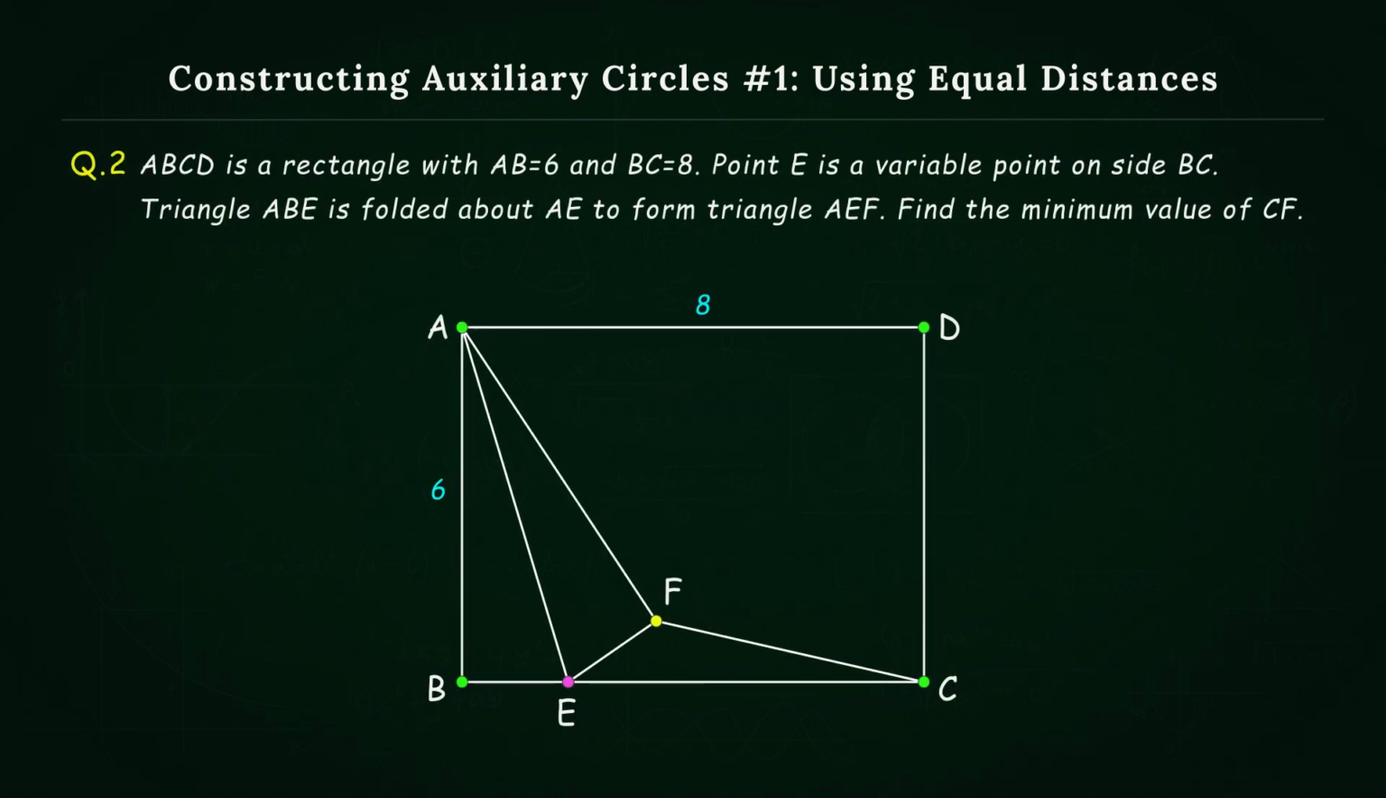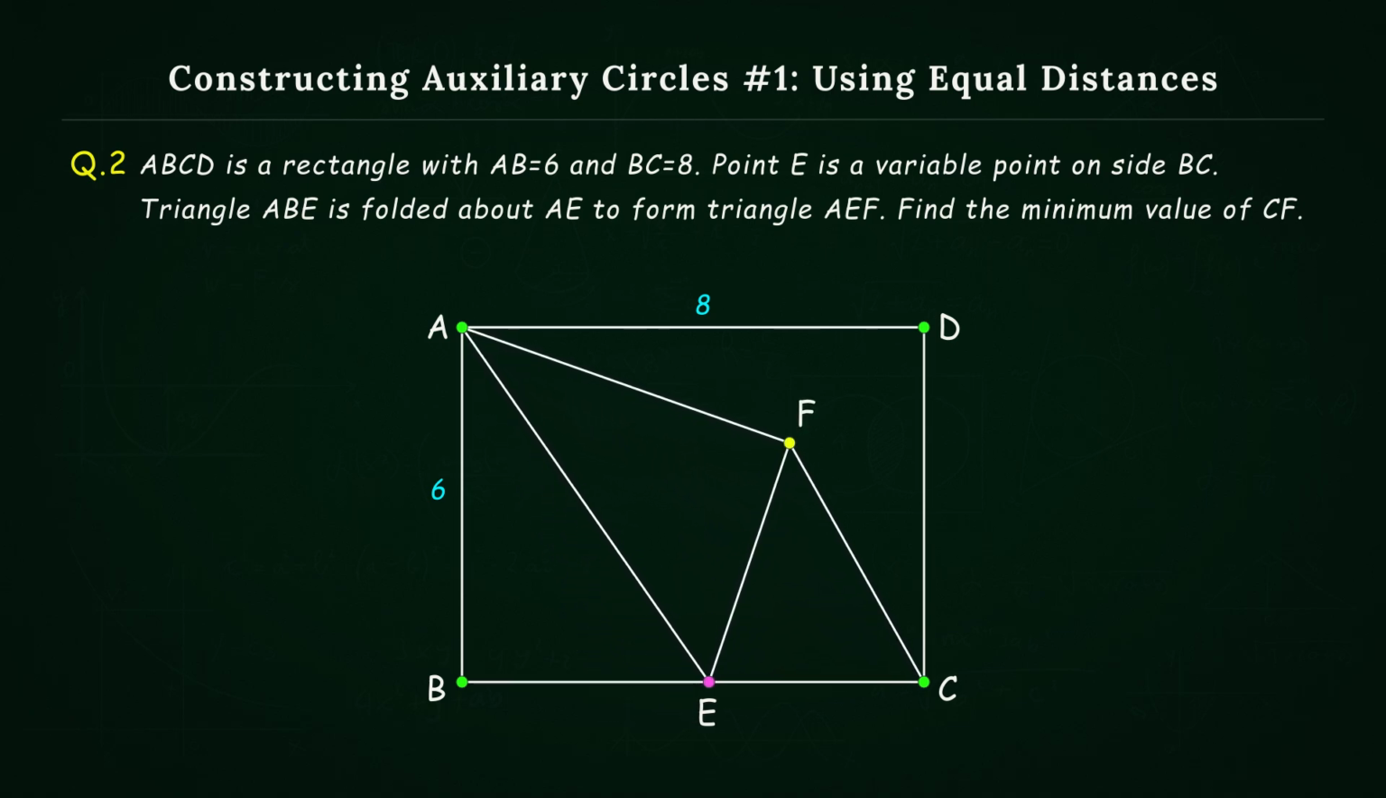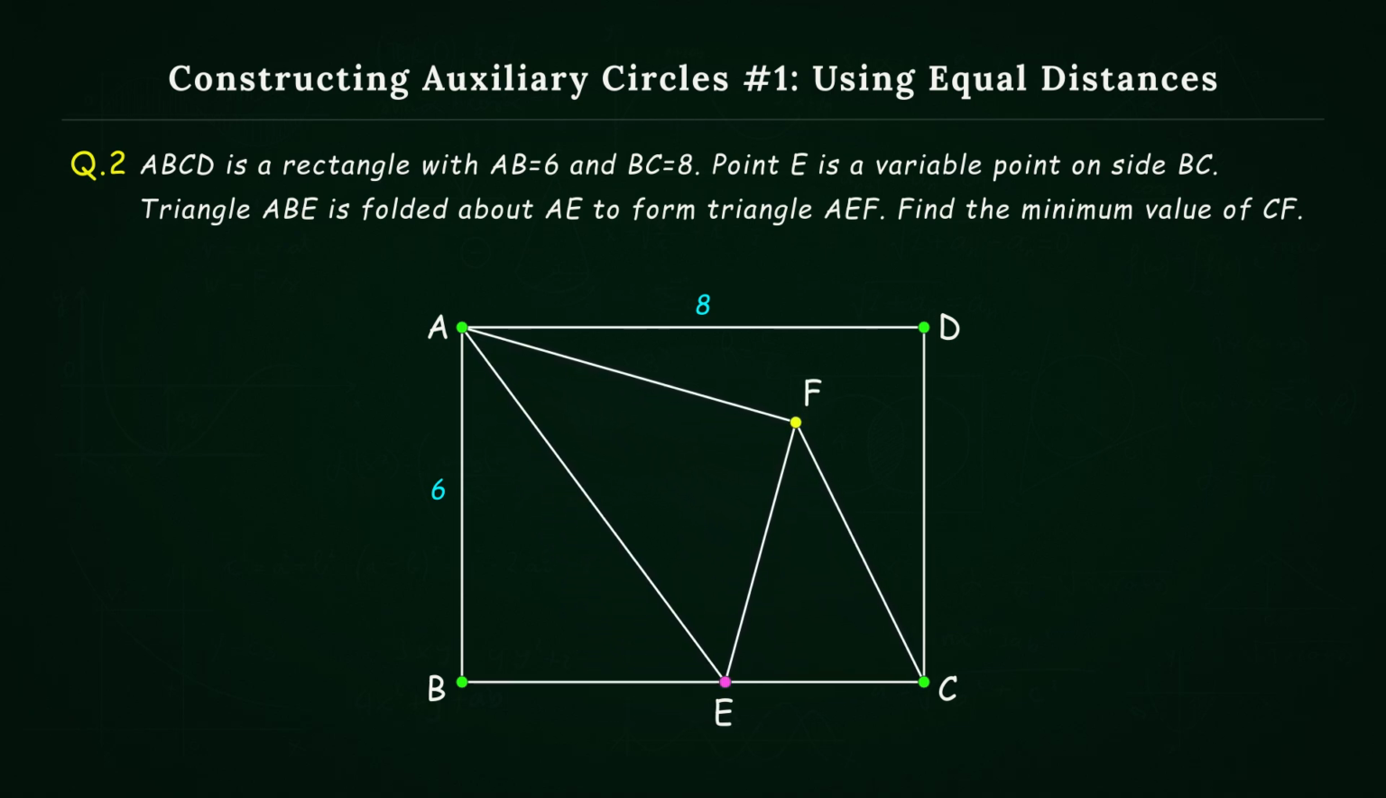ABCD is a rectangle with known dimensions. Point E is a variable point on side BC. We fold triangle ABE about AE to get triangle AEF. So, the position of F is determined by the position of E. As E moves, F moves with it. The problem asks us to find the minimum value of CF.